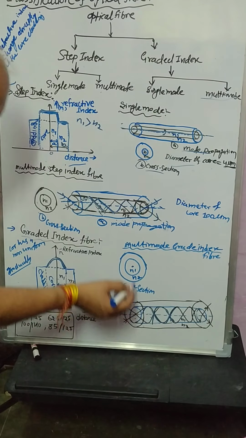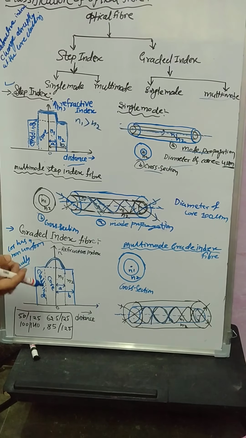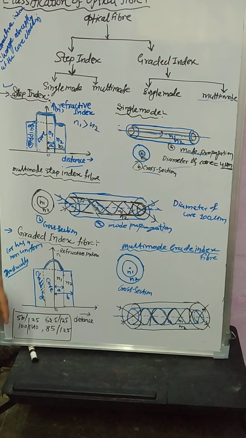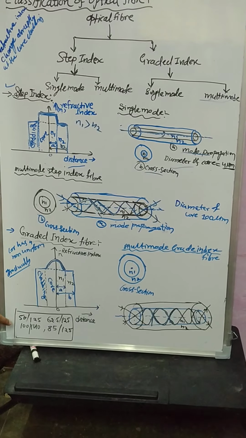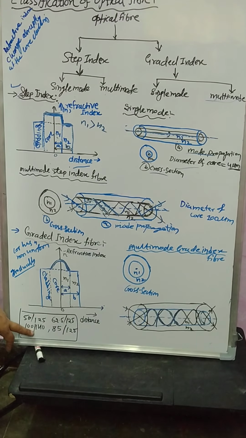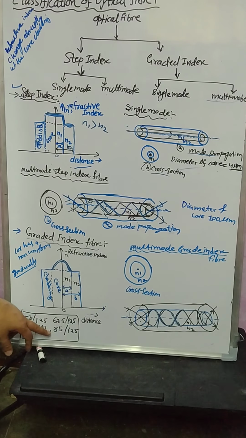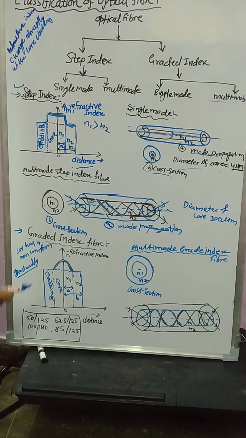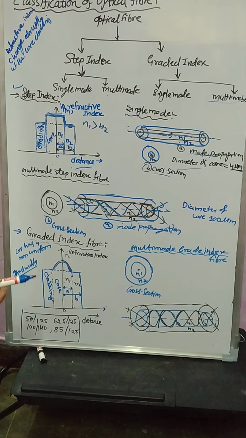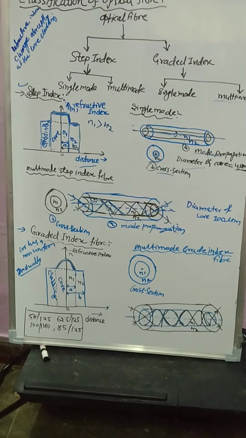So it is called the multi-mode graded index fiber because of the different diameters of core and cladding. This is mentioned here: 50/125, 100/140, 62.5/125, 85/125. The numerator mentioned here is the core diameter and the denominator is the cladding diameter. Okay, so continue.